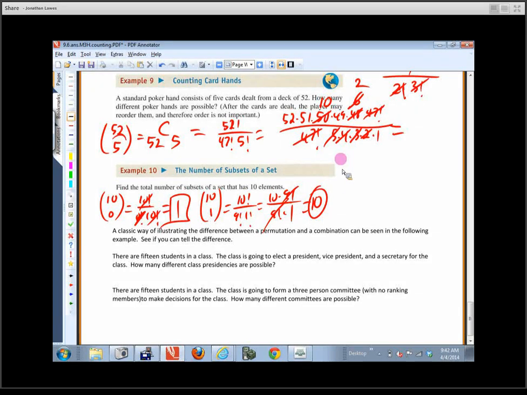So I'm going to keep going and I'm going to do this. I could take them 2 at a time.